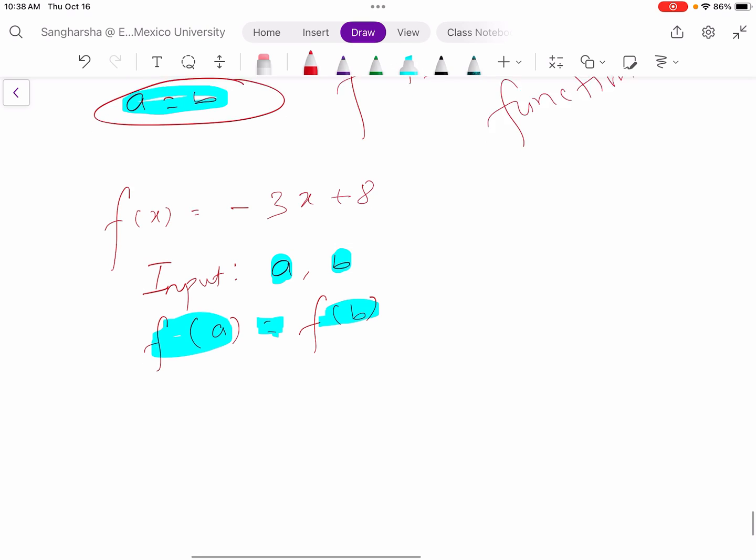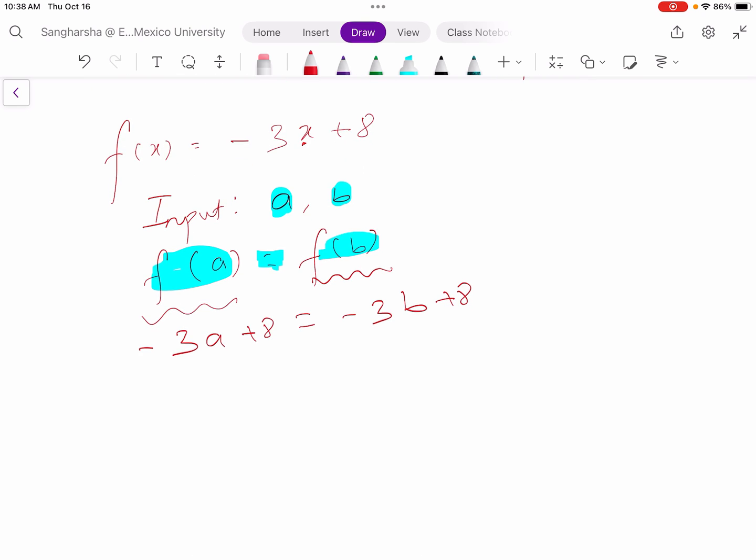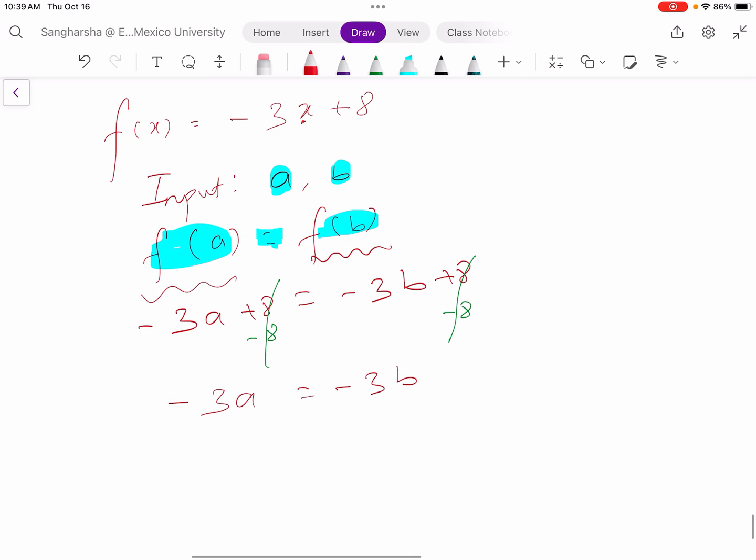Now we solve. We find f of A. We replace x by A, so we have negative 3A plus 8 equals, now we find f of B. You replace x by B, so we have negative 3B plus 8. Now we have positive 8 on both sides, so let's subtract 8 on both sides. This is 0, this is 0. So we have negative 3A equals negative 3B. Now let's get rid of negative 3 on both sides.